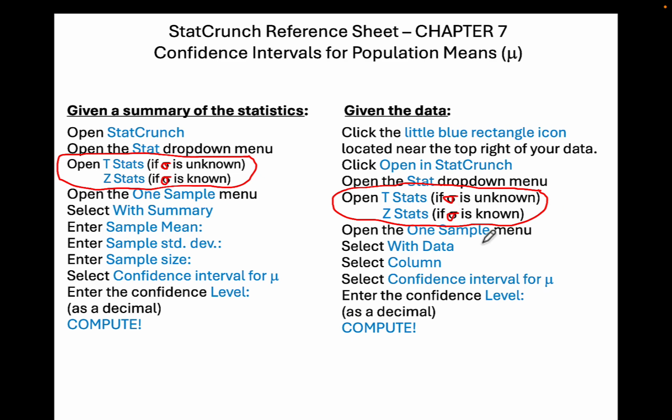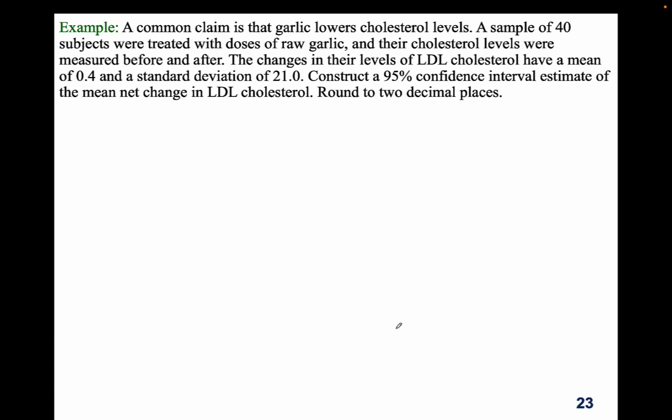And from there we'd go One Sample With Data this time. Select the column in which your data is entered. Select confidence interval for mu and enter the confidence level as a decimal, followed by Compute. Let's see what that would look like.